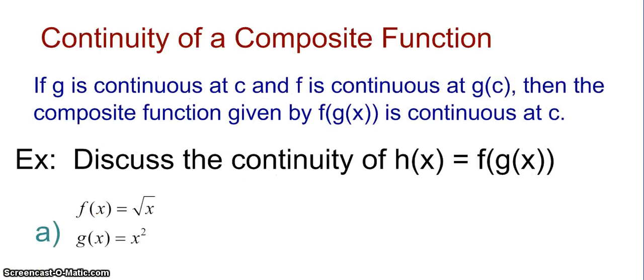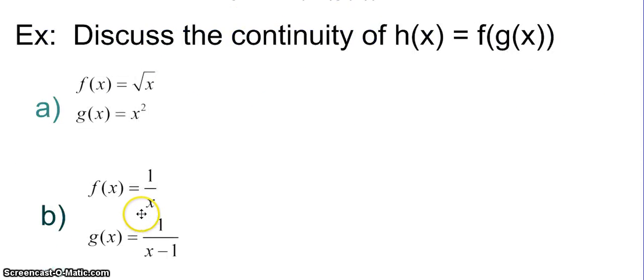Alright, so now let's look at the continuity of a composite function. If g is continuous at c, and f is continuous at g of c, then the composite function given by f of g of x is continuous at c. Okay, so now we want to think about the continuity of the following functions. If f of x is the square root of x and g of x is x squared. And then we also want to think about what if f of x is 1 over x and g of x is 1 over the square root of x. I'm sorry, f of x is 1 over x and g of x is 1 over x minus 1.